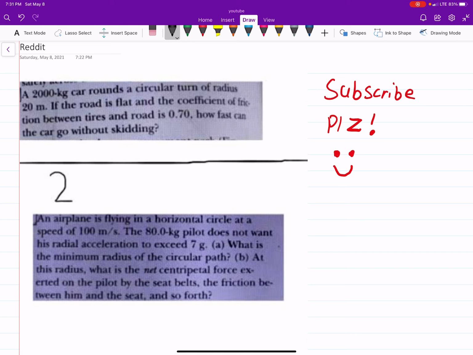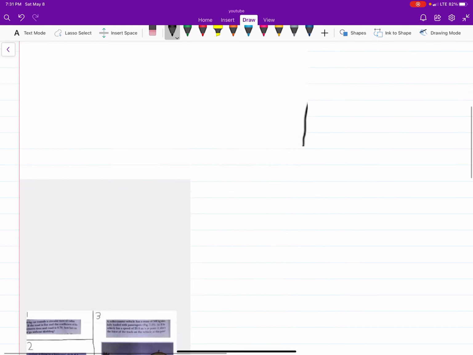Now we'll move on to number 2, which is about an airplane. So in this case, we have an airplane that's going around a circle at a certain speed, and you don't want to exceed 7 Gs. What is the minimum radius of the circular path?